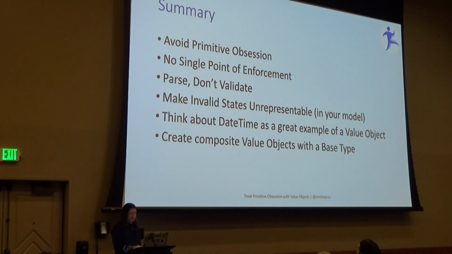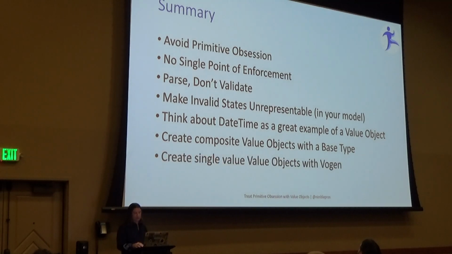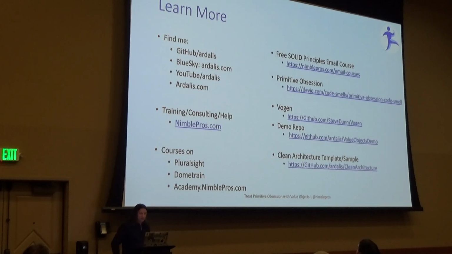Create composite values with value objects with base type, create single value objects with Vogen, and then combine the two together like chocolate and peanut butter, and you get the best of both worlds. Here's a bunch of links that you can take a picture of if you want that has more stuff about me and more resources from this talk, including the demo repo URL, and then the sample I showed from Clean Architecture, that's the Clean Architecture repo.